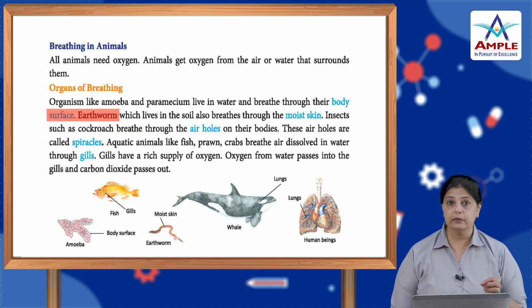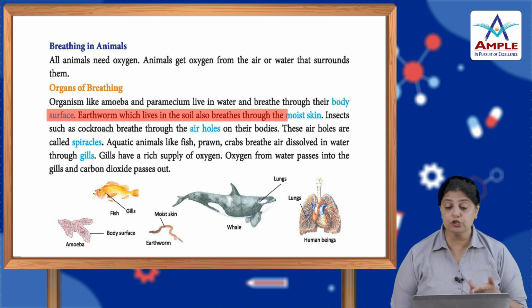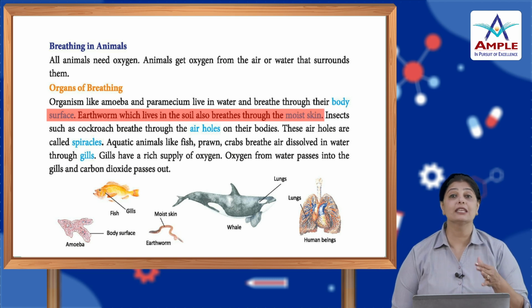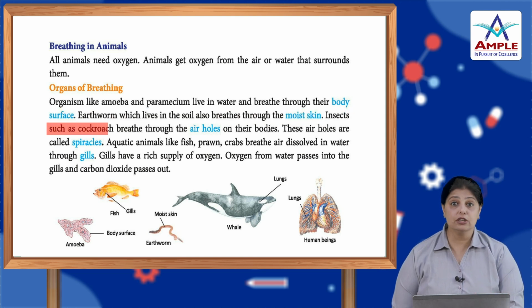Earthworm, have you ever seen an earthworm? The earthworm lives in the soil, and it breathes through its moist skin. The skin that they have is very moist, which helps them in breathing. Insects such as cockroaches breathe through air holes on their bodies. These air holes are called spiracles. So, the air holes on the body surface of the cockroach are called spiracles, which help them to breathe.